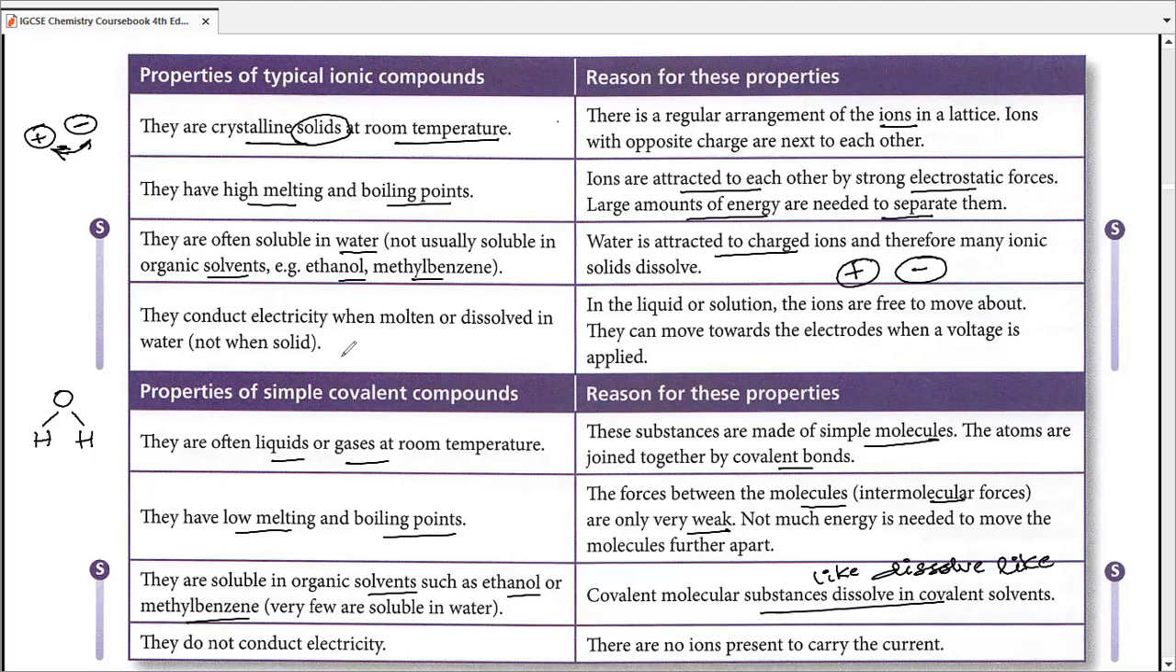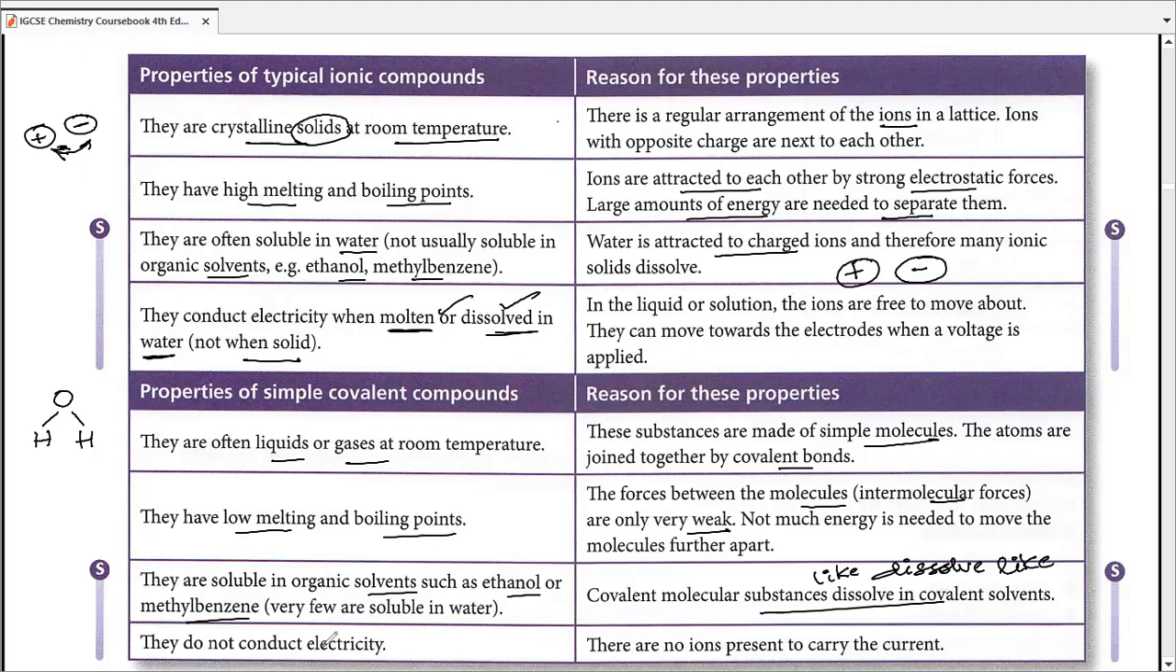In the end, the fourth and last point, and this is a confusing one and the most used one when it comes to exams: ionic compounds conduct electricity only when they're molten, which means the ions are free to move, or dissolved in water, where again the ions are free to move, but not in solid state. So they are insulators as solids, but they are conductors as molten or aqueous solutions. In the liquid or the solution, the ions are free to move about. When they are free to move, they can carry the current with them as they are charged particles. So they can conduct electricity in molten state or aqueous state.